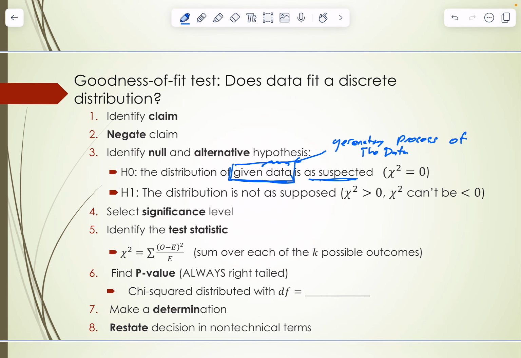Okay, so that if I took another sample, it would be different, and would that be closer to the suspected distribution? All right, the alternative hypothesis is that the distribution is not as supposed. Okay, now, you'll notice these chi-squared equals 0, chi-squared greater than 0, because, as was noted in class, the chi-squared statistic, which we will introduce in step 5, is a measure of how different the data is from expected.